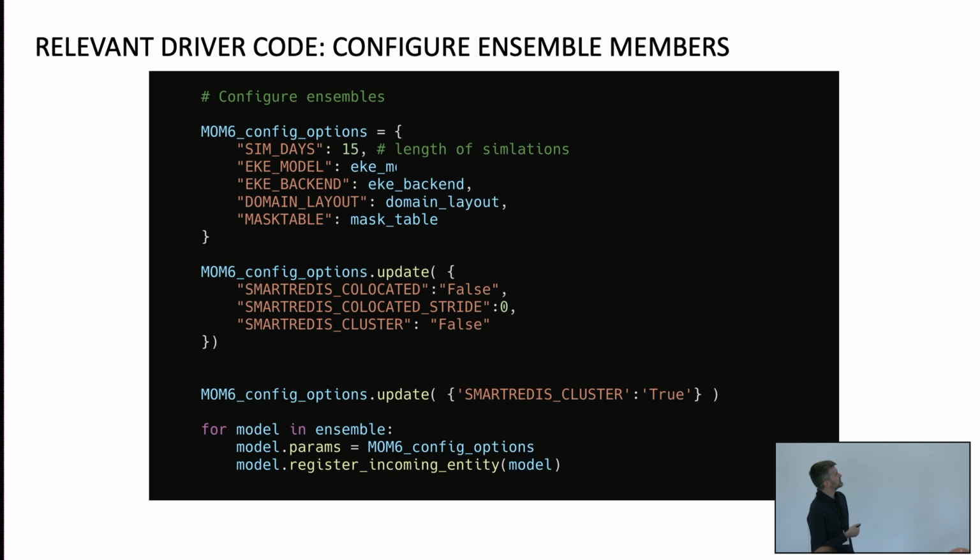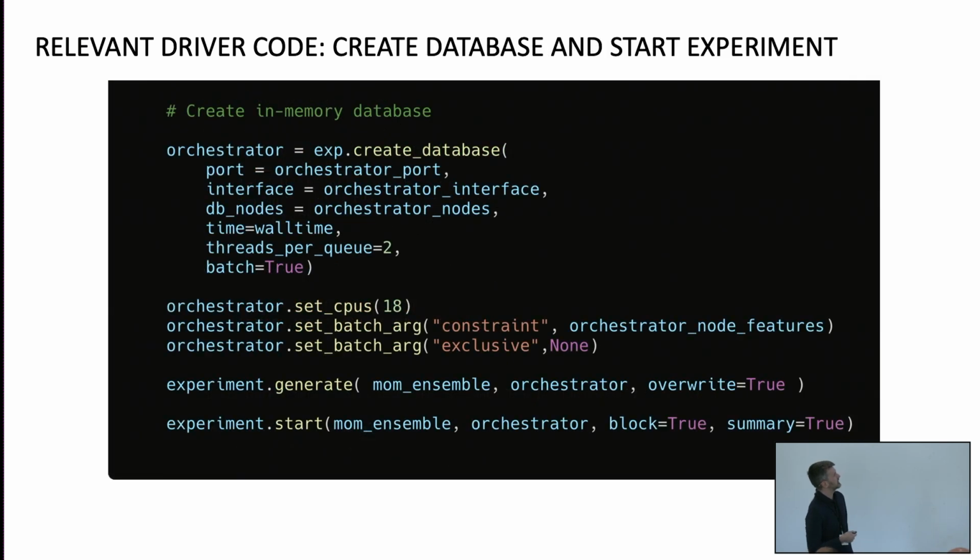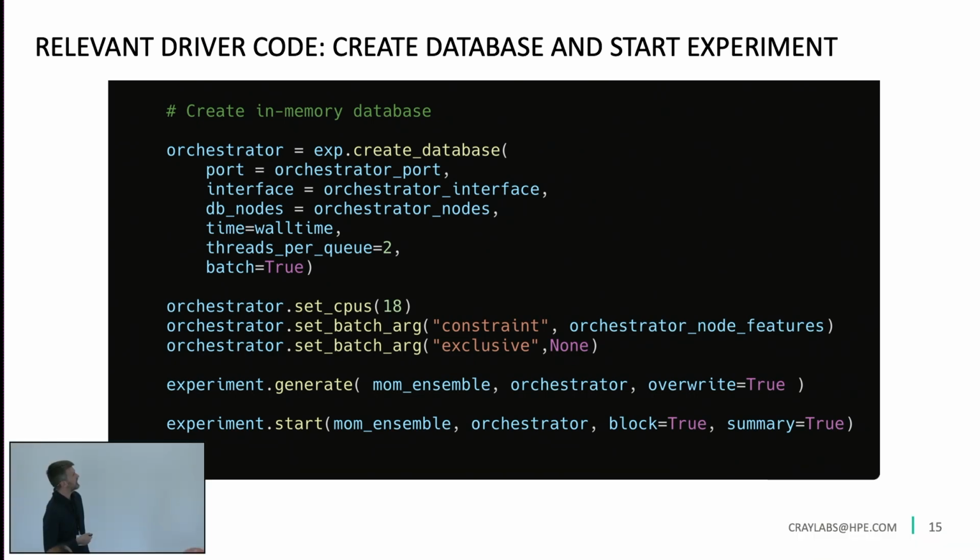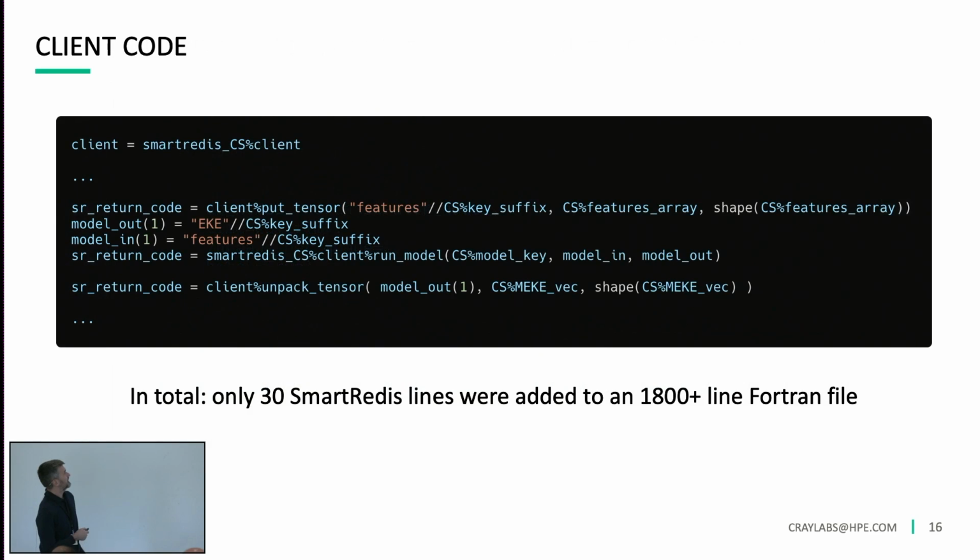Then you configure each ensemble member very quickly. And then you basically start the orchestrator. So with the feature store, you specify on how many nodes and so on and so forth. And then you generate and you start. And once you start, SmartSim first starts the orchestrator so that your data can always be stored on the orchestrator, and then all the ensemble. And that was it.